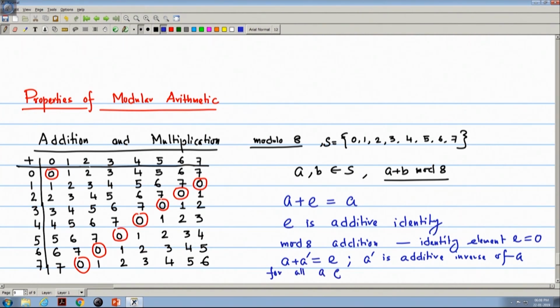So for all A belonging to S, where S is 0 to 7, the additive inverse exists. Later we will tabulate that. So, additive inverse exists.